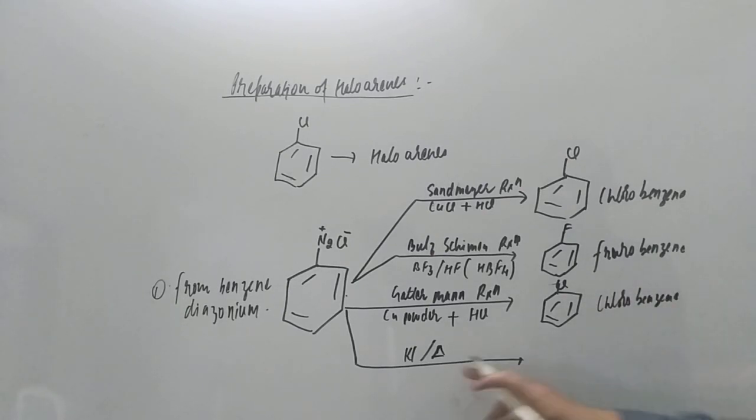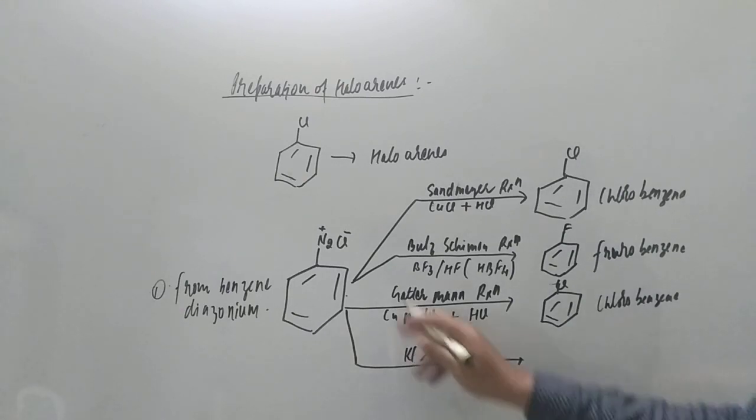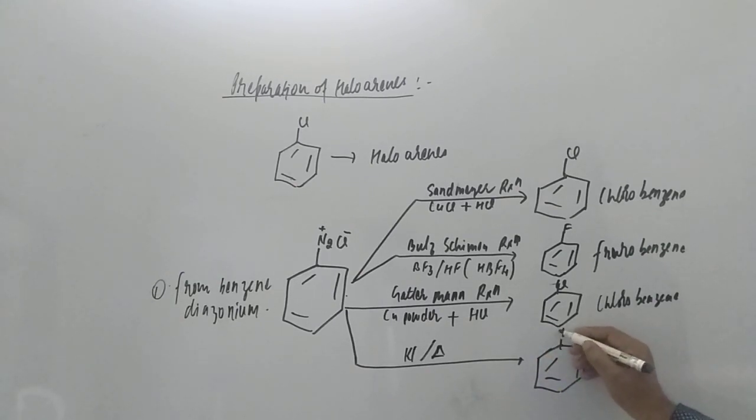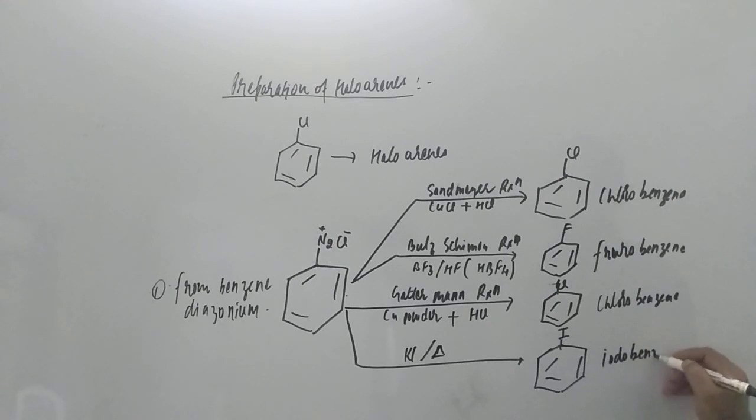And next, for the direct preparation of iodobenzene, we treat benzene diazonium chloride with KI, and then we heat. So what compound will you get in this process, student? You will get iodobenzene. This is iodobenzene. These are our four different haloarenes you will be able to get from benzene diazonium chloride.